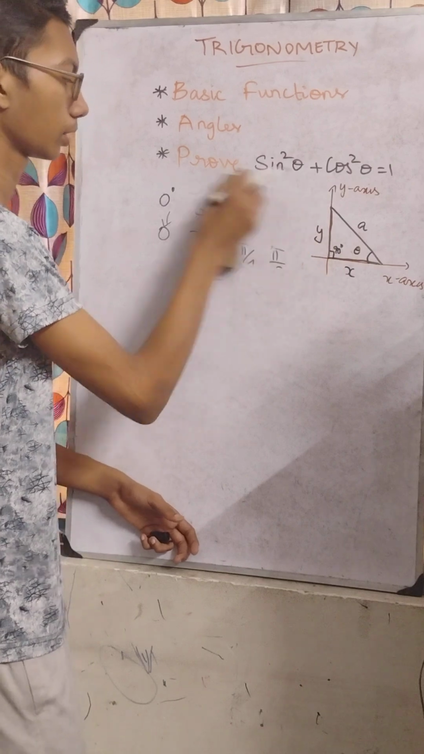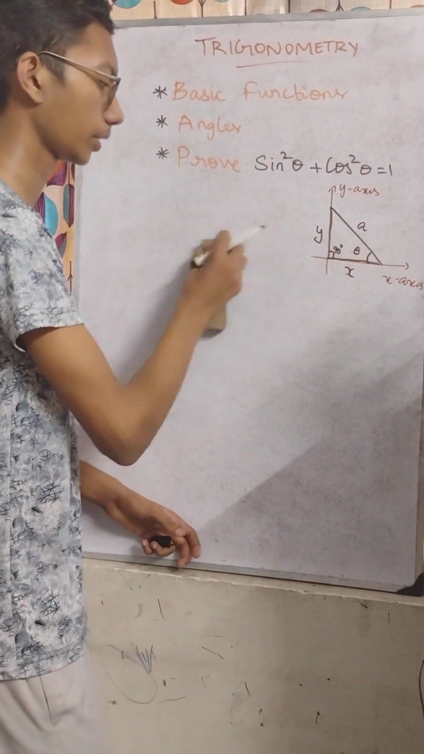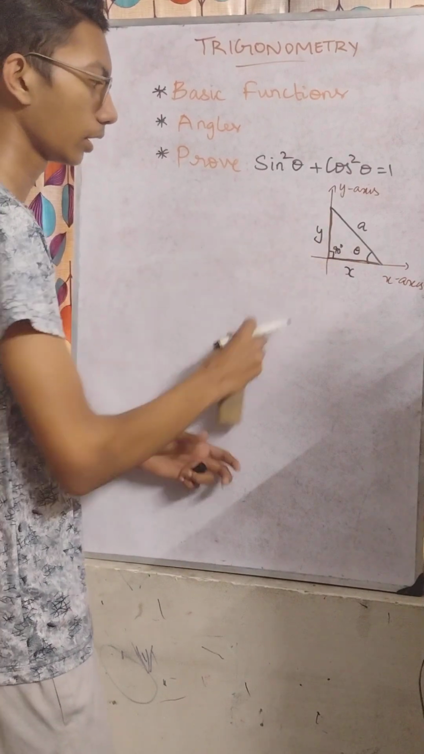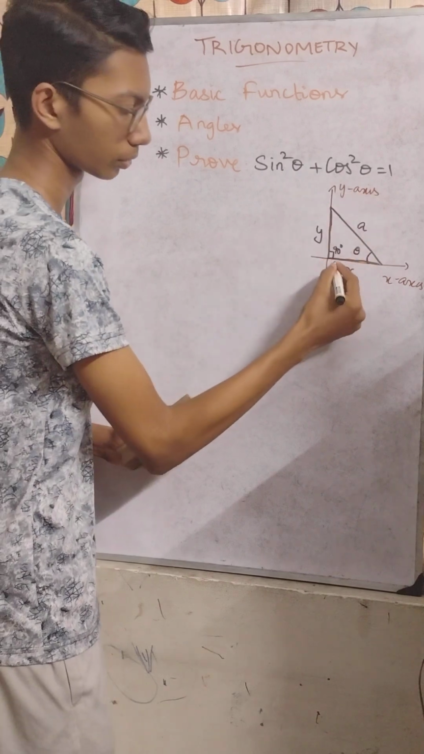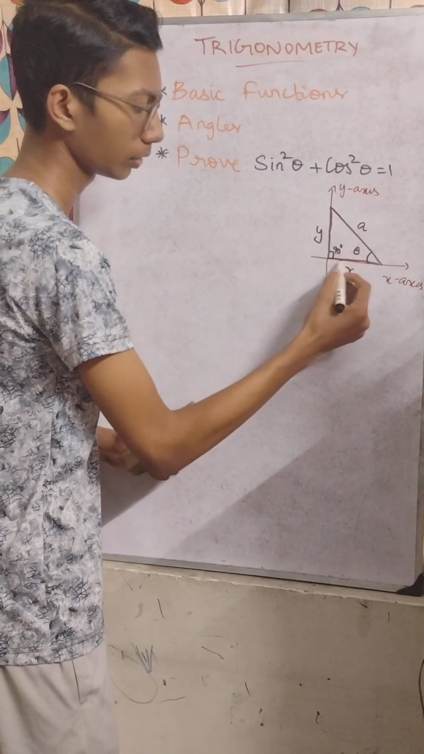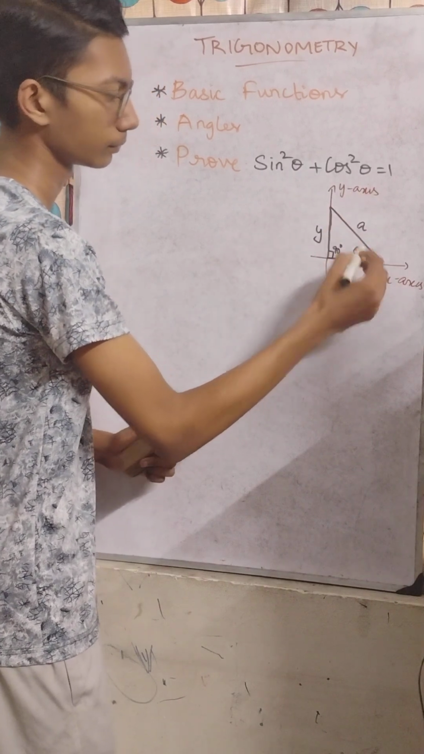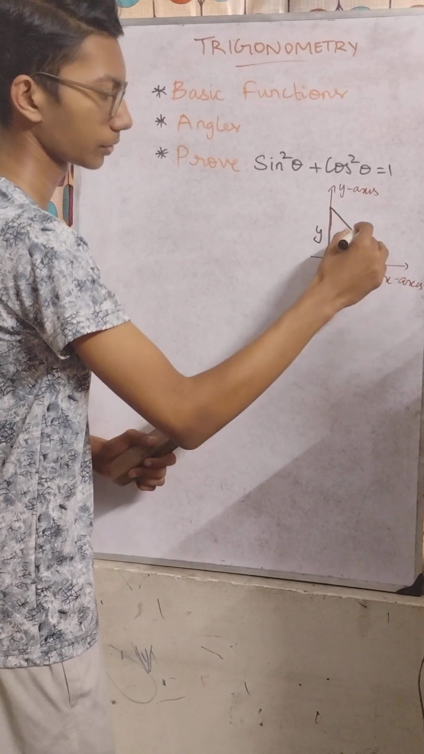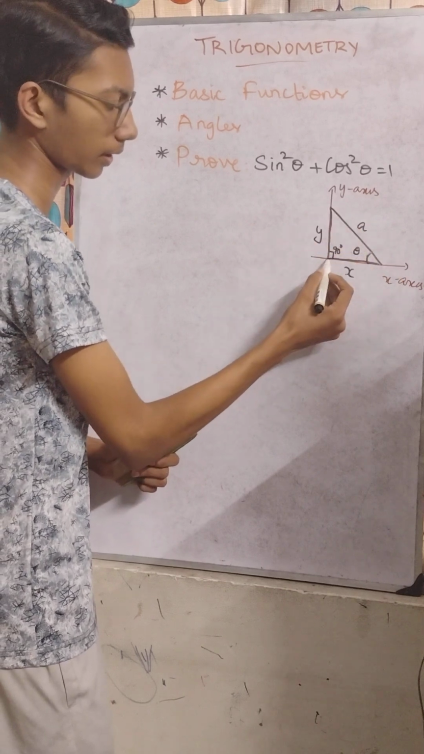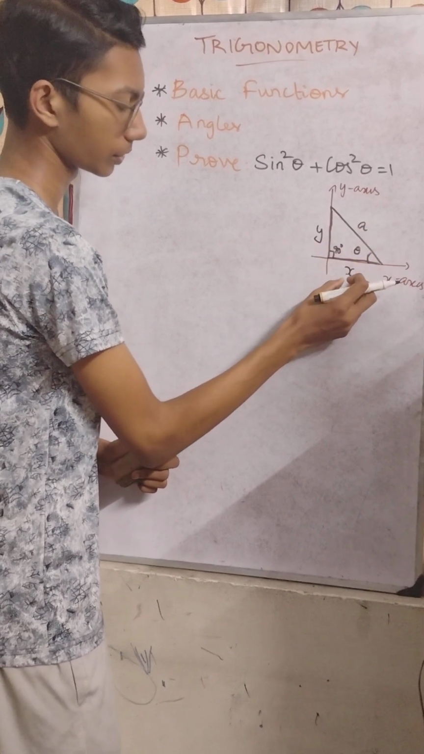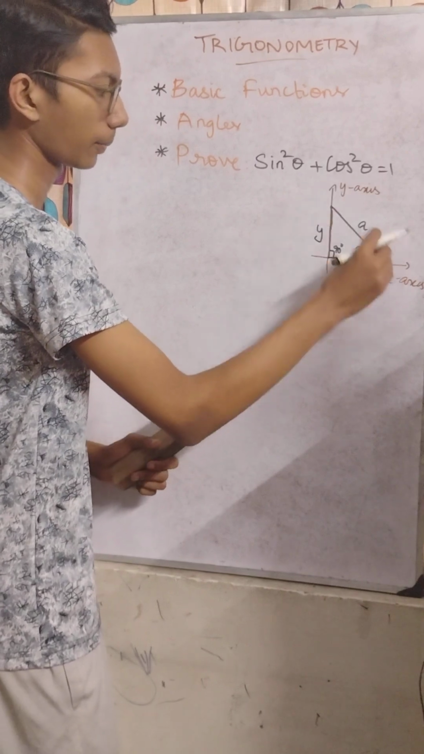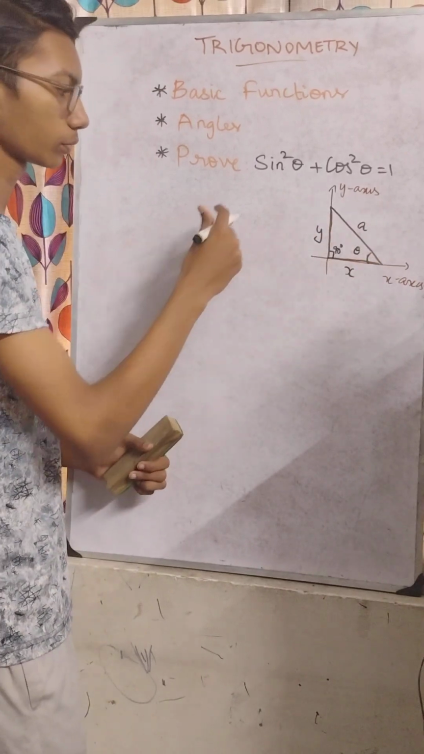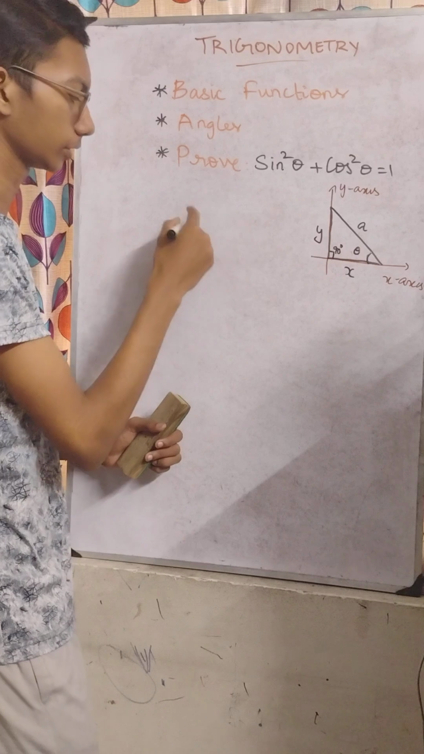Now this is an example of a trigonometry question. This will be the diagram. Here is the theta. The length of the hypotenuse is a. This is clearly a right angle triangle. The length of the base is x, the height is y, and the hypotenuse is a. For this we will find the trigonometric functions.